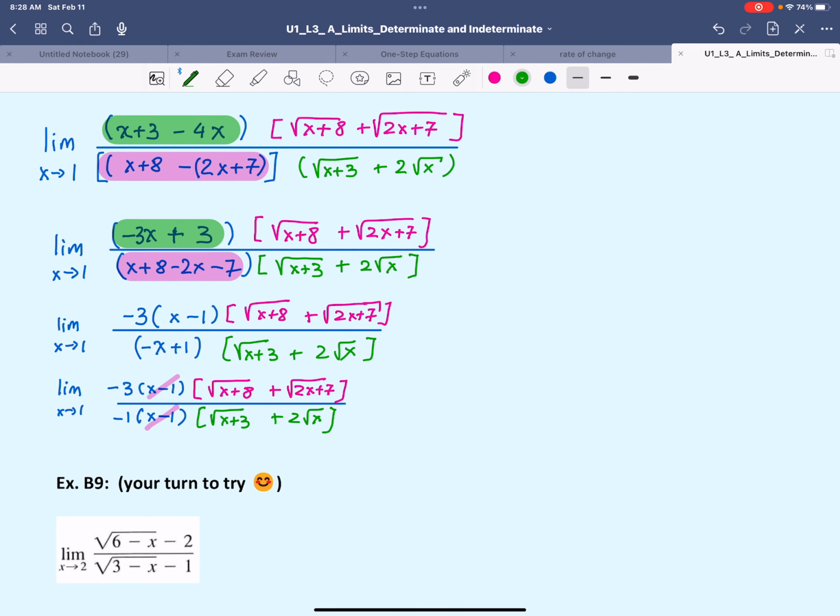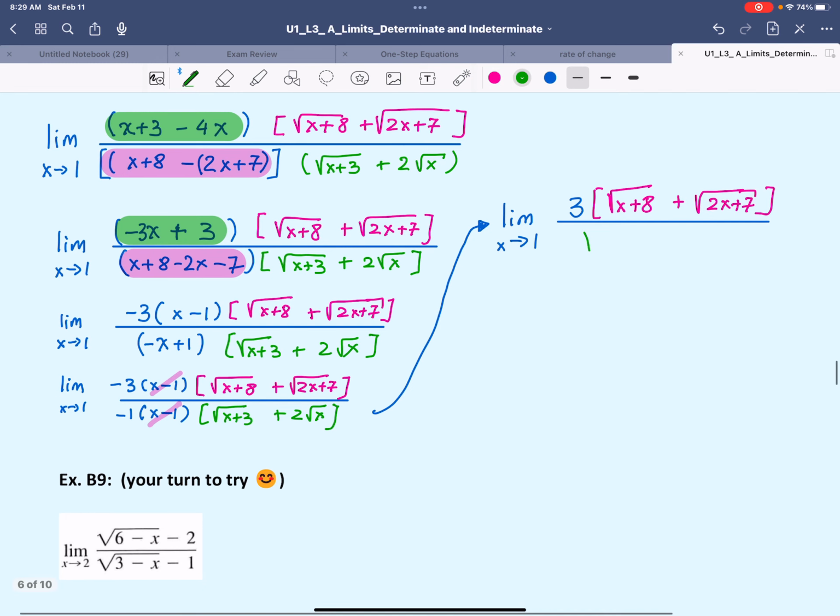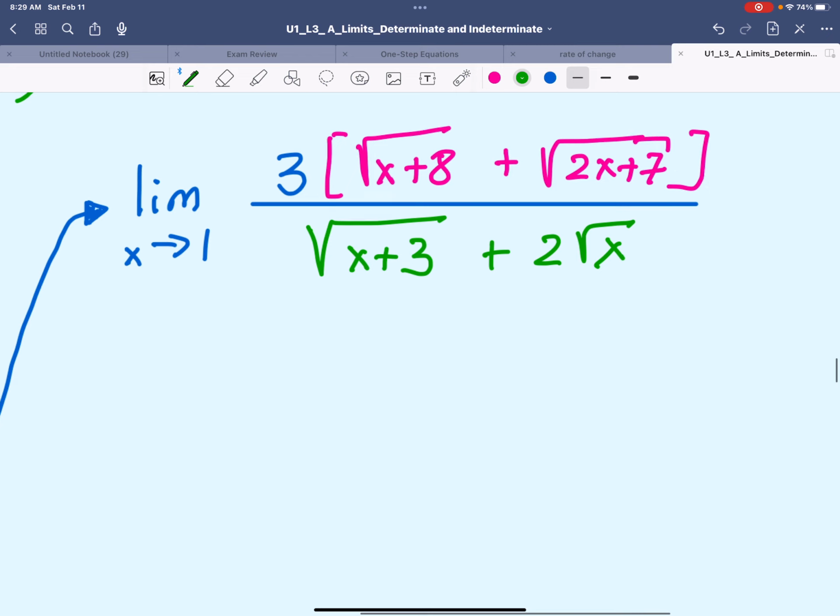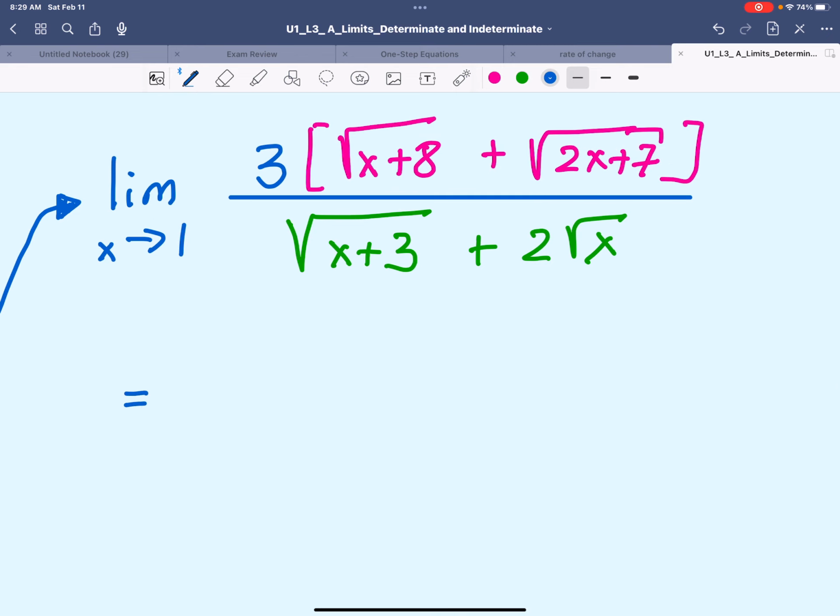And you know what? I'm going to take one more step to rewrite this limit in the most simplified form possible before evaluating it. So that would be the limit as x approaches 1. Big fraction again. So we have positive 3, so remember, the square root of x plus 8 plus the square root of 2x plus 7, close brackets, the square root of x plus 3 plus 2 root x. So we're ready to substitute x by 1. Drum rolls.